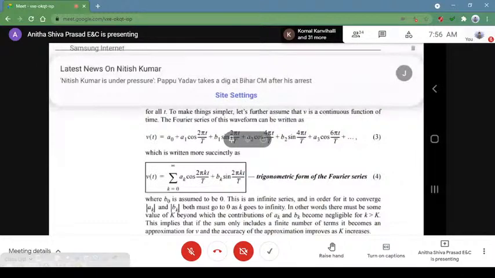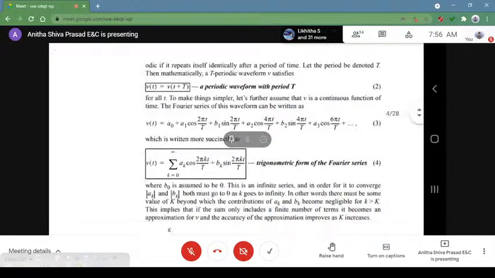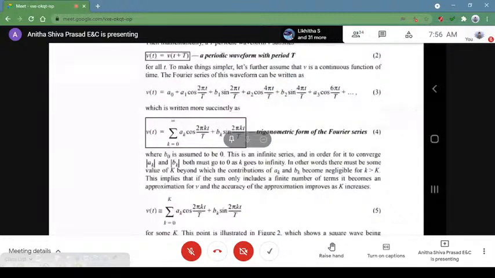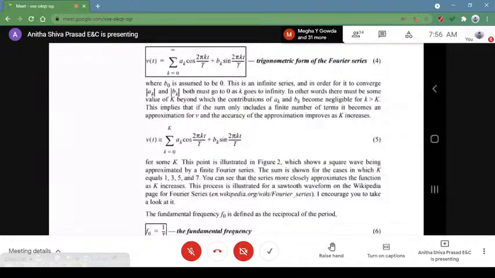If you take only the positive infinite series, b naught is assumed 0. This infinite series will convert to only the modulus of Ak and Bk over the infinite range. So v of t can be written as a sum over k. If it is a finite quantity for a finite time period, we can take k from 0 to capital K, of Ak cos 2 pi k by T plus Bk sin 2 pi k by T.